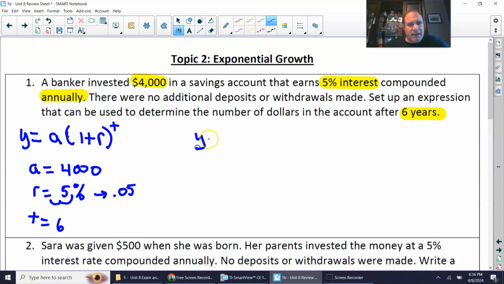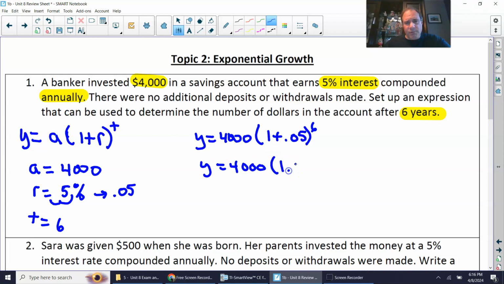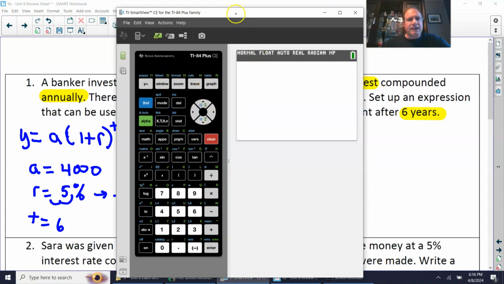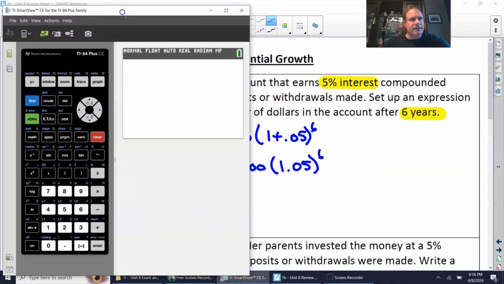So I'm just going to go ahead and put y equals 4,000 times 1 plus 0.05, to the 6th power. So what this looks like, and you don't have to write this down, 1.05. A lot of times they ask you, what is the percent increase that is happening here inside parentheses? It's 5%. But again, you're just going to put this into the calculator. I'm going to clear it, and then we're just going to move this over to right there.